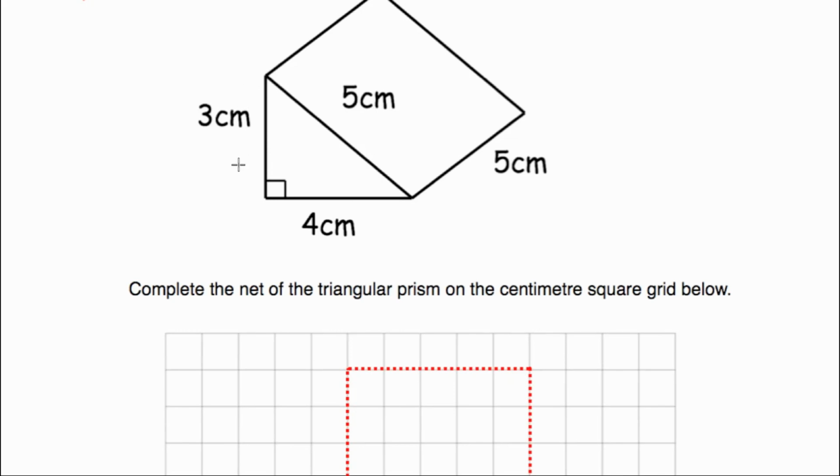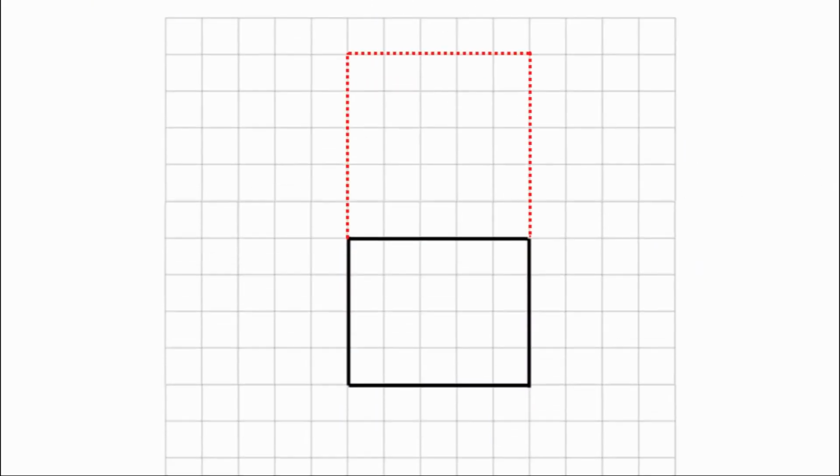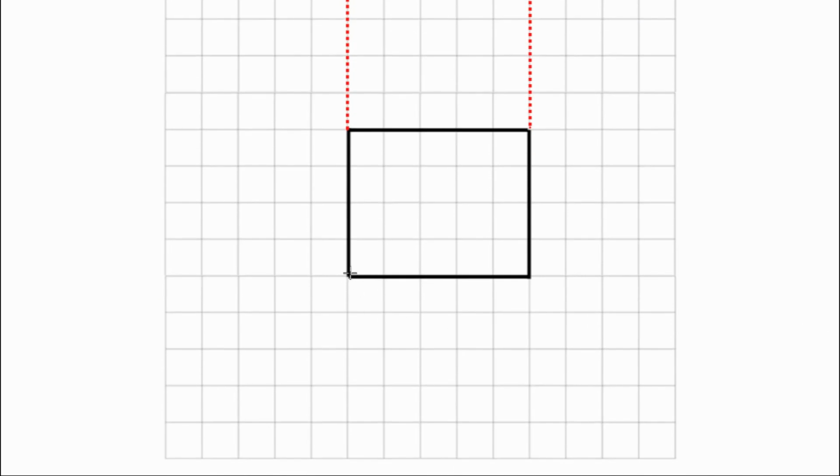And then so we've drawn this face, then we need the other face, which is the left hand face, which is a rectangle as well, and it's going to be 5 long and 3 high. So if we then put that on the other side of the base, it's going to be 5 long and 3 high. So it's going to look something like this. So you'd have the base, this would fold up to be the left hand face, and this would fold over to be the right hand face.